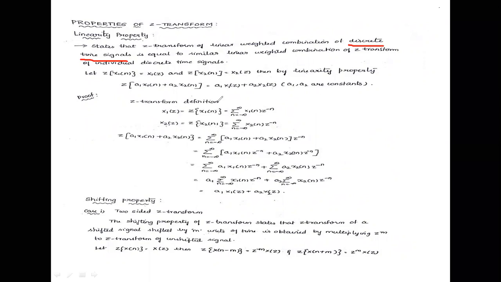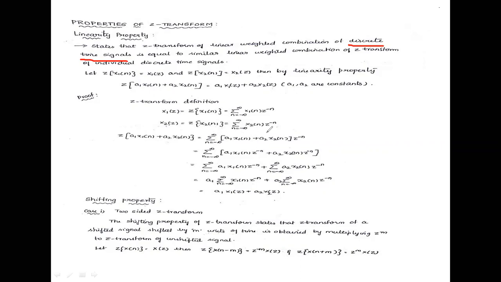Substitute here the Z transform definition. X1 of Z is the Z transform of x1 of n, the sum of n equals minus infinity to infinity x1 of n Z power minus n. And X2 of Z is the transform of the signal x2 of n, in the definition x2 of n Z power minus n. Now I am combining the two signals, a linear weighted combination of discrete time signals, a1 x1 of n plus a2 x2 of n, as a combined signal.